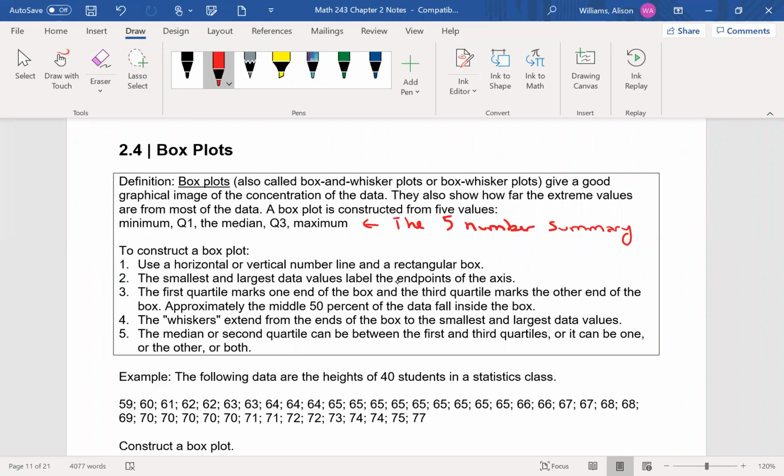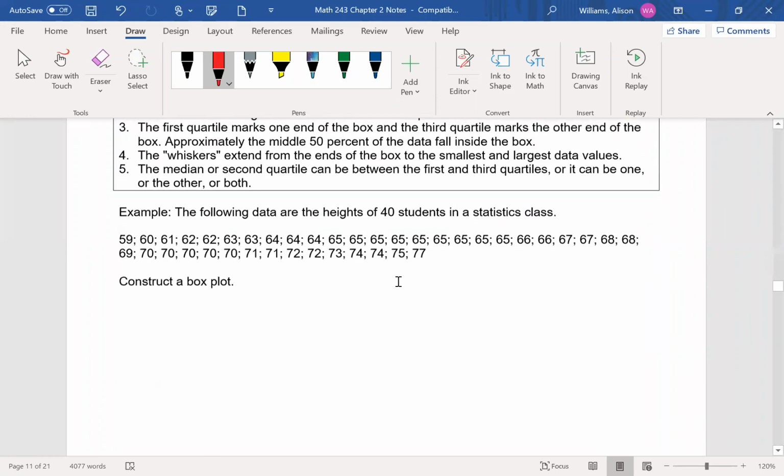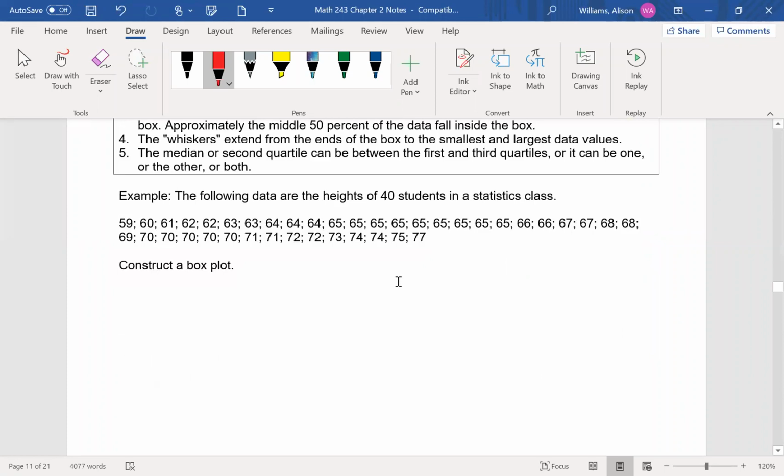So let's go ahead and just do this by an example here. So in this problem, we have the heights of 40 students in a class. So 40 is a useful piece of information because that kind of tells us where we need to look for the median. So we already can see the minimum and the maximum. All right, so the minimum is going to be the smallest data value here. And the maximum is going to be the largest, which is 77.